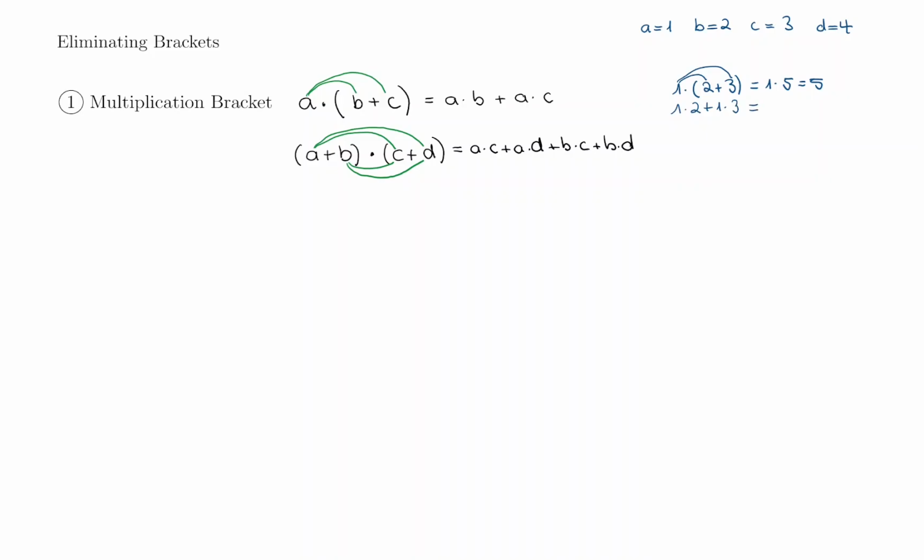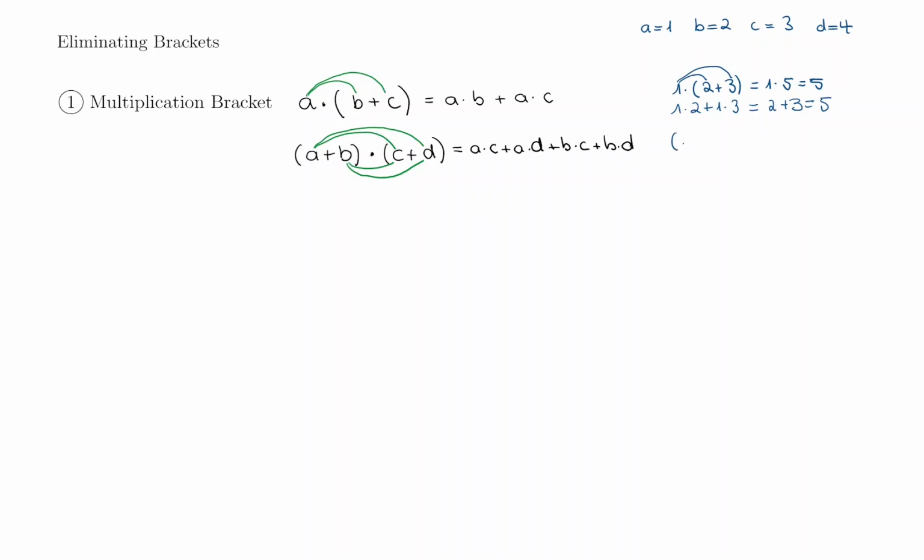And this is 2 plus 3, which is 5. So you see, we do get the same result, which kind of shows that this rule makes sense. And so we can do the same here for the second line.